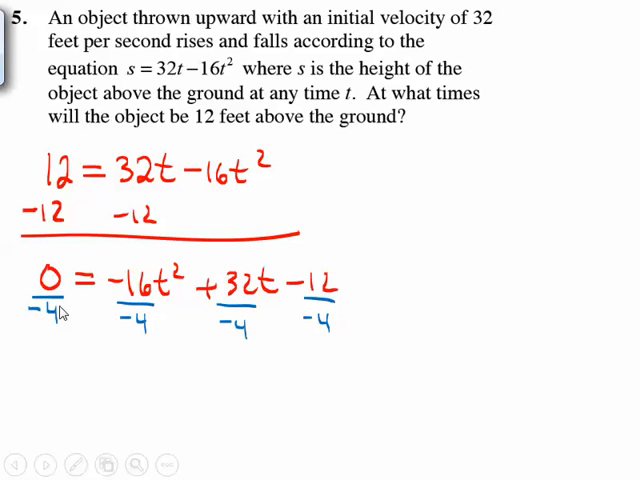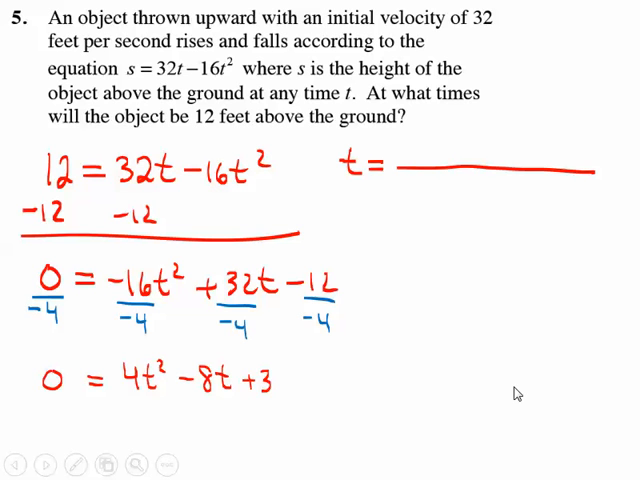Zero divided by negative 4 is 0, and negative 16 divided by negative 4 is a positive 4 this time, t squared. And 32 divided by negative 4 is a negative 8t, and negative negative is a positive, and then it's 3. That works. Okay. Can you set up the quadratic formula with the numbers that need to be there?